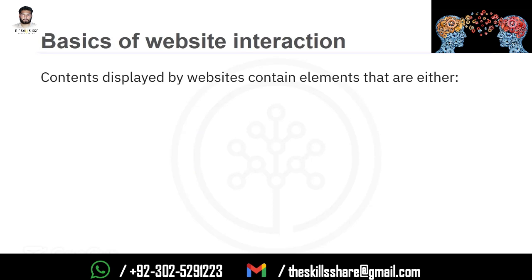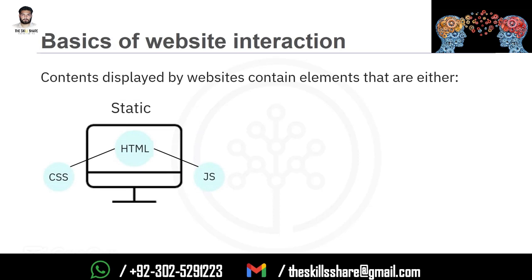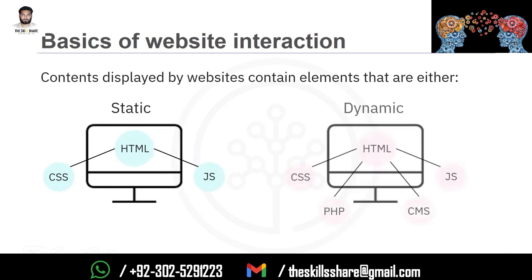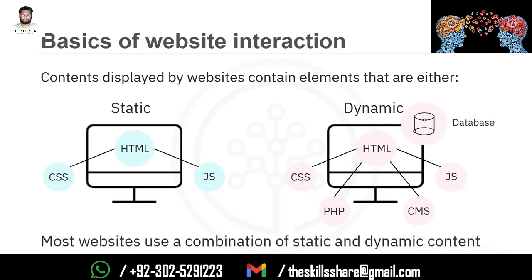Content displayed by websites can contain elements that are either previously stored on the server, called static, or generated each time they are requested by the client, called dynamic. Dynamic elements can involve information coming from other systems and applications, such as databases. Most websites contain static and dynamic elements to provide the best user experience.